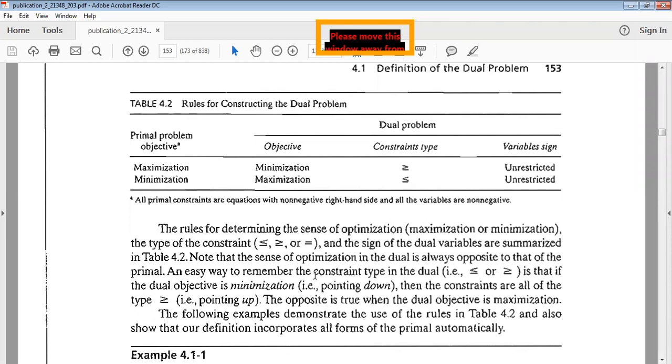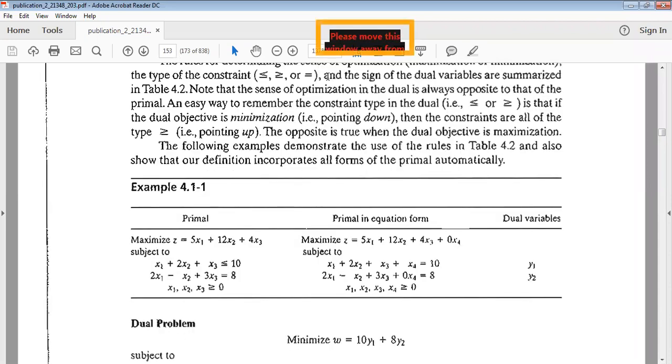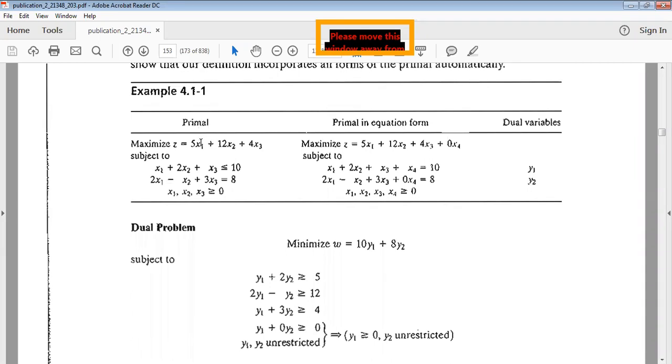An easy way to remember the constraints, less than or greater than, is that if the dual objective is minimization, pointing down, then the constraints are all of type greater than, pointing up. The opposite is true for the rules table, and also shows that our definition incorporates all the forms of primal automatically. So here is a simple problem you can understand. It is a simple problem.